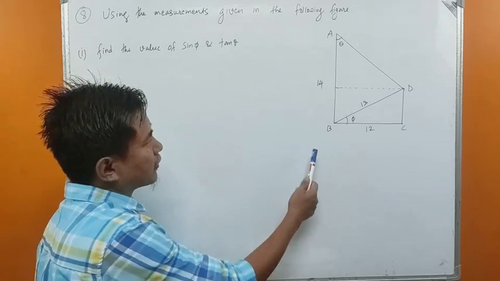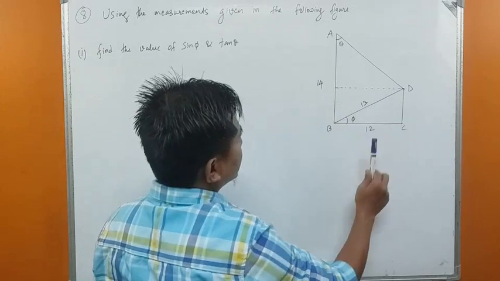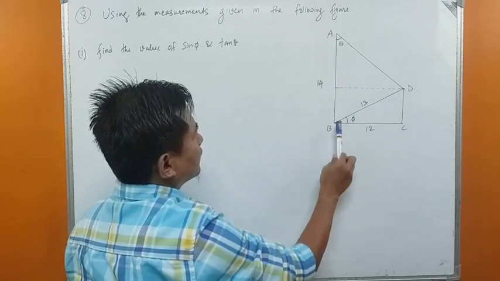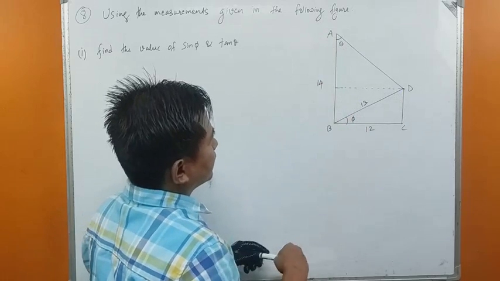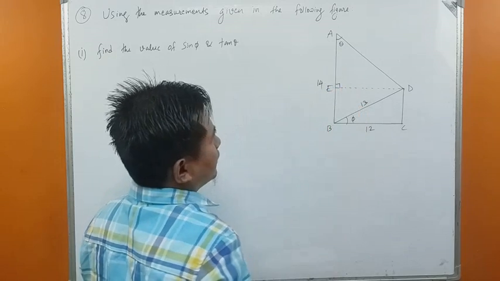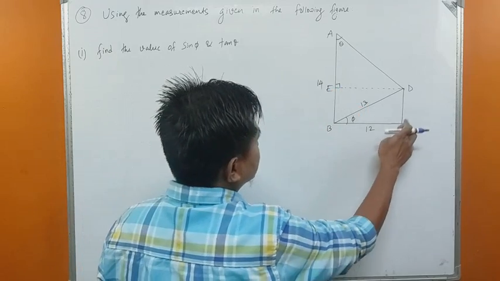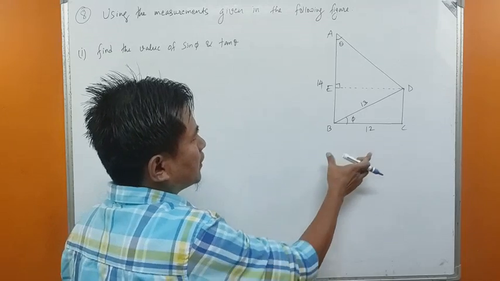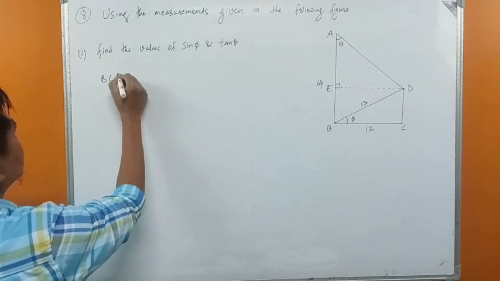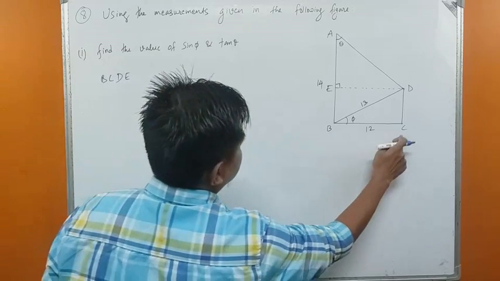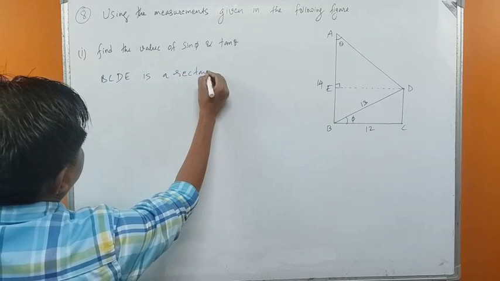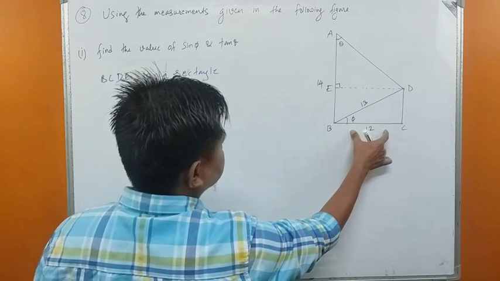So this is the figure given to us, A, B, C, D. I draw a perpendicular line from the point D to the line AB. This line is perpendicular to line AB. So here we have 90 degree. Let us name this as E. You can see BCDE is a rectangle, isn't it? Which means BC must be equal to ED, isn't it? BCDE is a rectangle, which means opposite sides are equal. BC must be equal to ED.